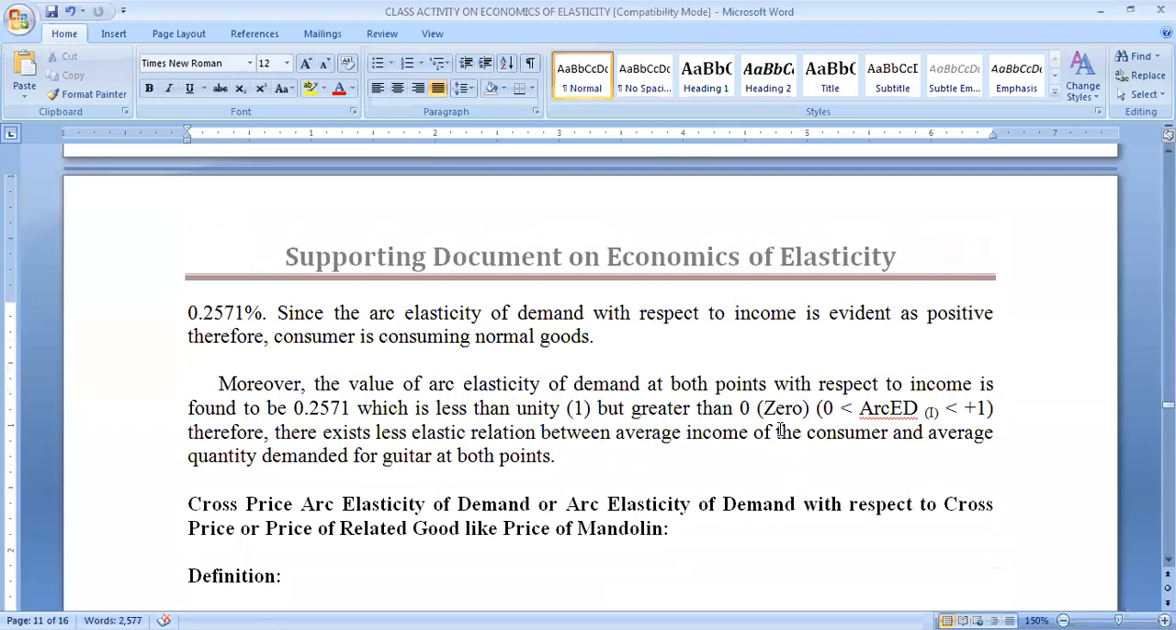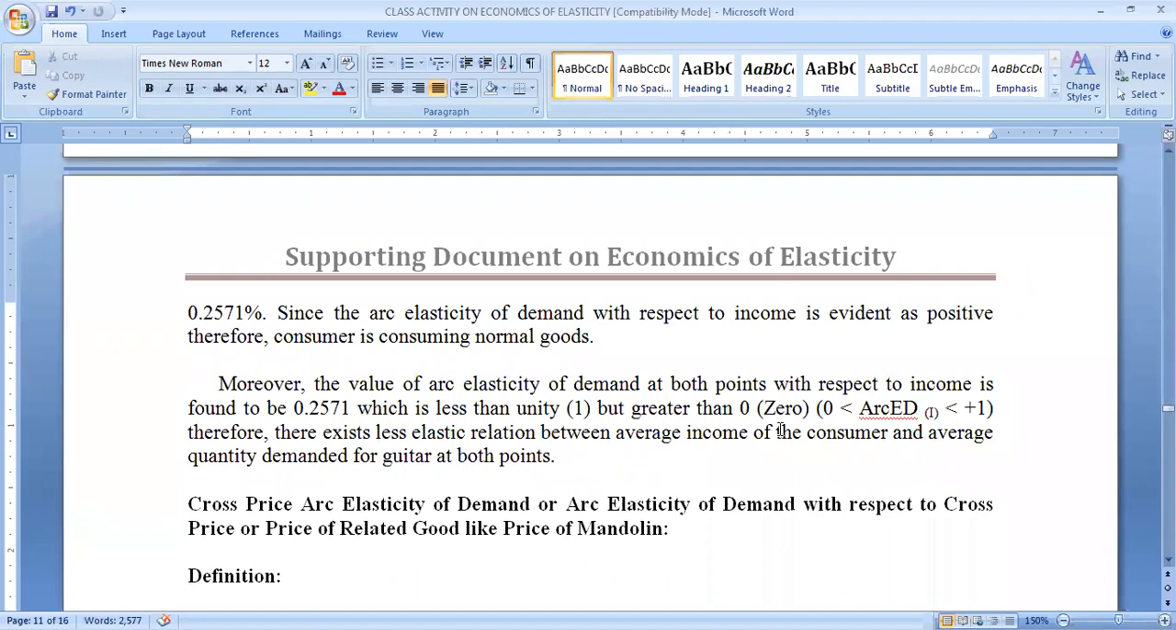Moreover, the value of elasticity of demand at both points with respect to income is found to be 0.2571, which is less than unity but greater than zero, right? Since it is less than unity but greater than zero, there prevails a less elastic or inelastic relation between average income of the consumer and average quantity demanded for guitar at both points.